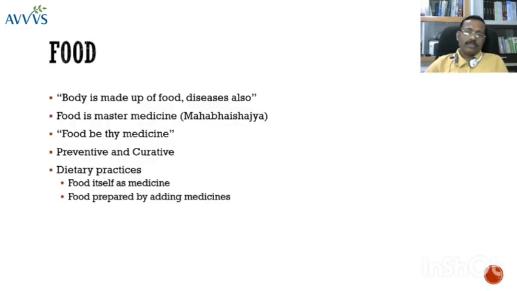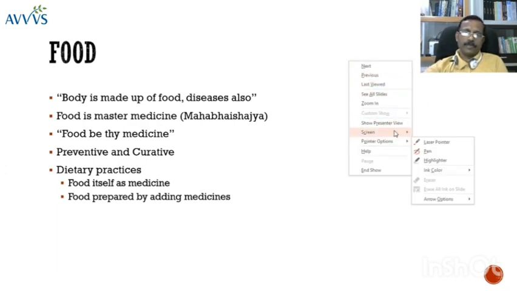Food, as we all know, is very important in prevention and cure of diseases. And the body is made up of food. At the same time, food is a very potent cause for disease also. If the dietary practices are faulty, it brings out diseases. Ayurveda considers food as a master medicine, otherwise called Mahabhaishajyam. Mahabhaishajyam means a master medicine.